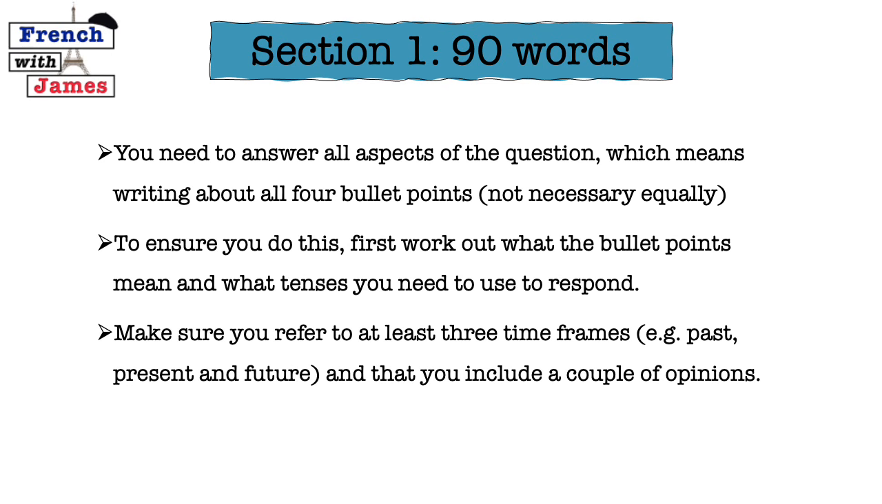You need to make sure you refer to at least 3 time frames, for example, past, present and future. And sometimes the bullet points specifically ask you to talk about something that's coming up in the future or something that you did in the recent past, but sometimes there might just be 3 bullet points in the present tense and 1 in the past tense, so you've got to try and sneak in a 3rd tense and throw a future tense in there somewhere.